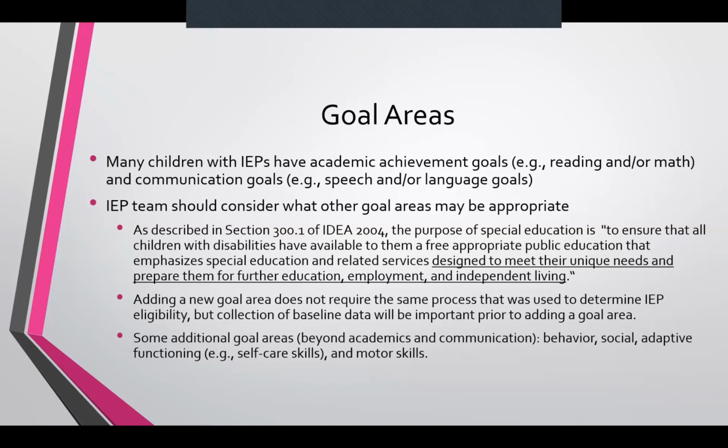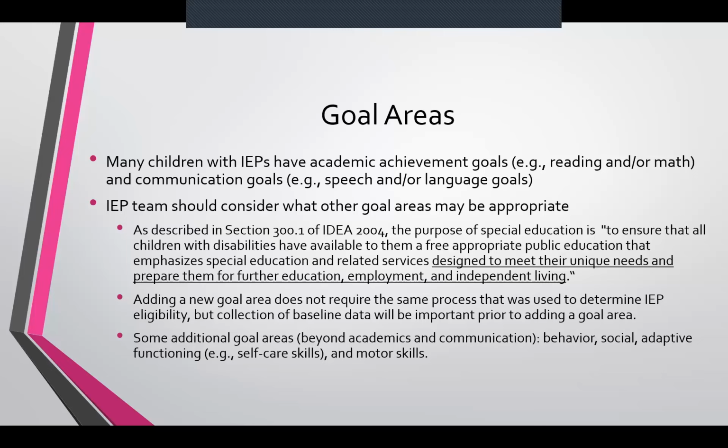When we think about the IDEA law, it specifically says the purpose of special education is to ensure that all children with disabilities have available to them a free appropriate public education that emphasizes special education and related services designed to meet their unique needs and prepare them for future education, employment, and independent living. So, thinking especially about that last part of that sentence, you may be thinking about goal areas beyond academics and communication. So things like behavior goals, social goals, adaptive functioning, like self-care skills, motor skills. Those are all areas that can be targeted as well in an IEP.